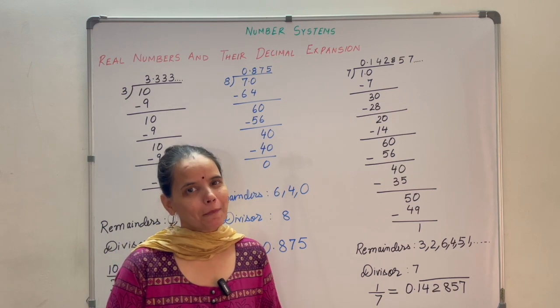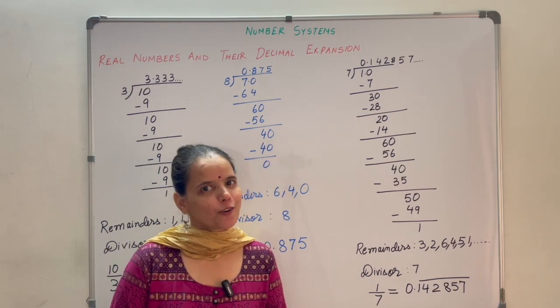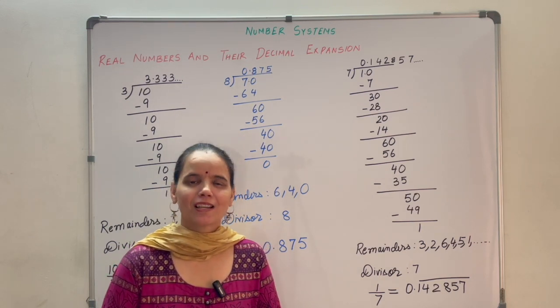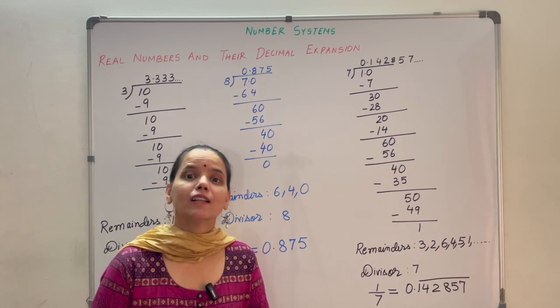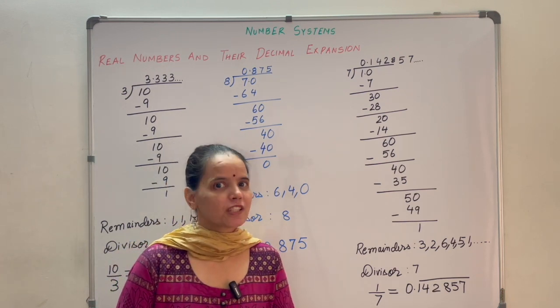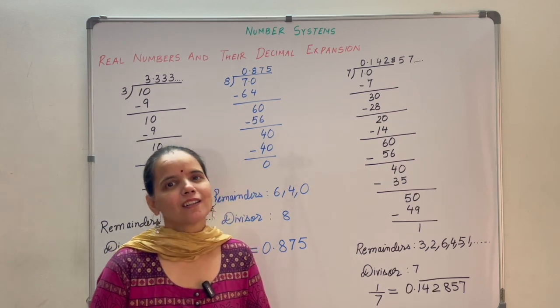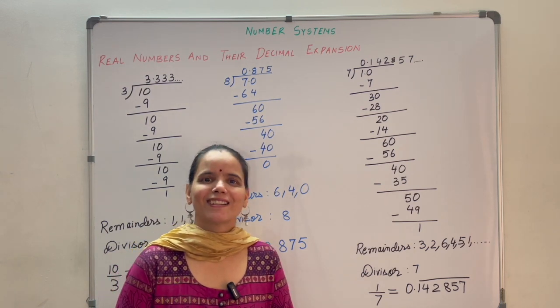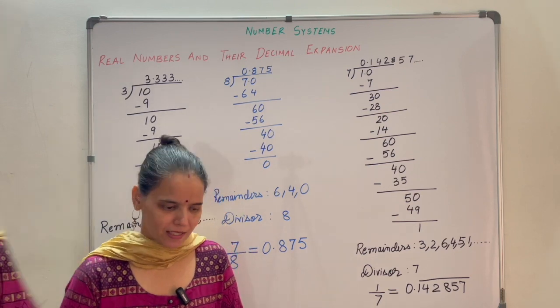Moreover, if a number has a decimal expansion which is non-terminating, non-repeating, we can say that it is an irrational number. Similarly, we can say it for rational numbers as well. The numbers which have the decimal expansion as terminating or non-terminating, repeating, those numbers are called rational numbers. Let us understand with the help of a few examples.